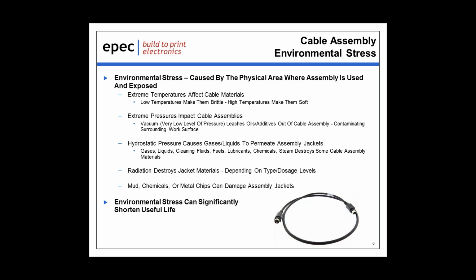Exposure to moisture can cause fluids to penetrate the jacket and ultimately cause failure. Radiation destroys some jacket materials, and exposure to mud or any other type of fluid or solid materials such as metal shavings or metal chips can cause damage to the jacket, shortening the useful life of the assembly.